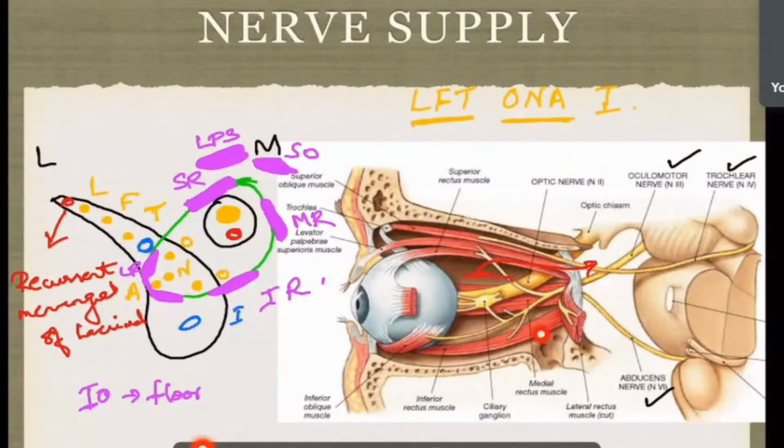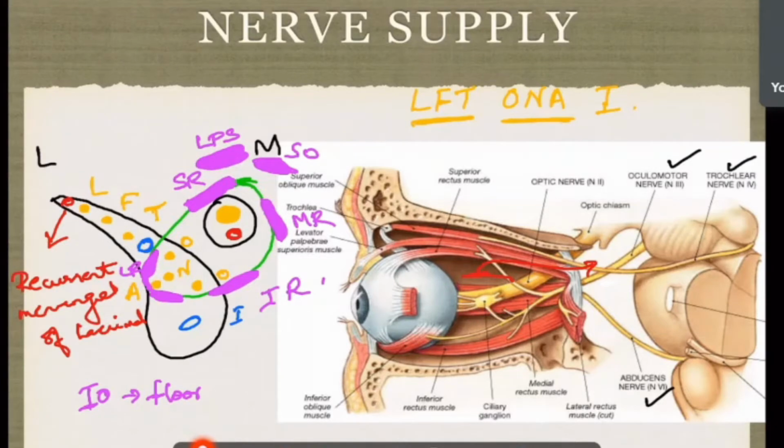This is which muscle? Inferior rectus. This is which muscle? Inferior oblique. And this is which muscle? Medial rectus. So three muscles are supplied by the inferior division. That is inferior rectus, inferior oblique, and medial rectus are supplied by the lower division of oculomotor nerve.